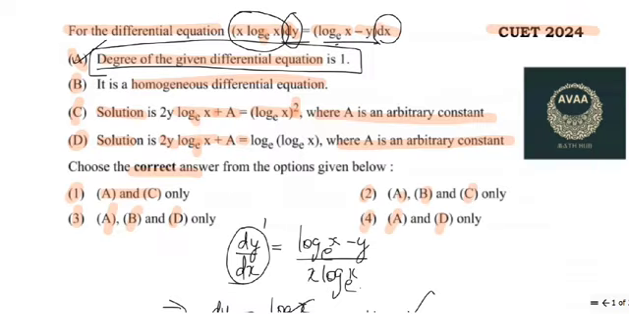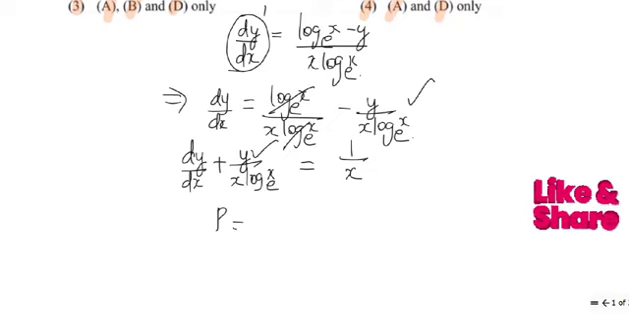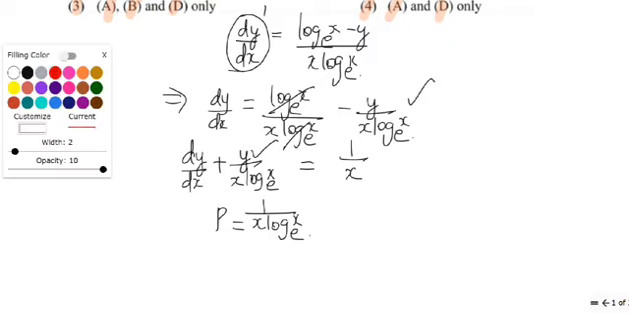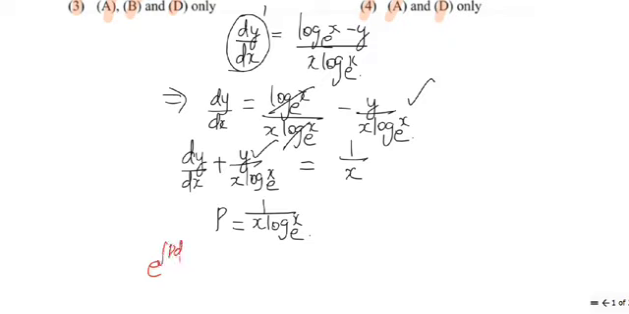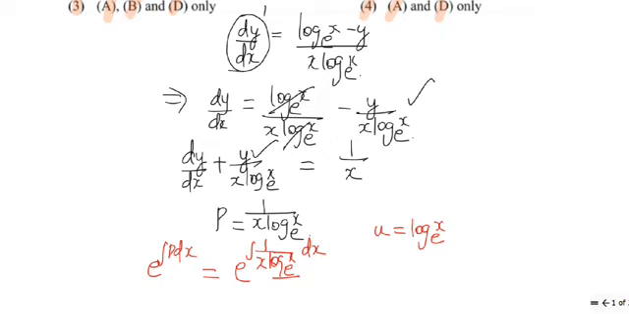So let's follow this. Our coefficient of y is our p. So here p is nothing but 1 over x log x to the base e. Now we find e power integral of p dx, that is e power integral of 1 over x log x to the base e dx. Whenever the question is complicated, we'll use the substitution method. Let's assume u to be log x to the base e. Log x to the base e is nothing but our natural log, which we talked about in our previous videos.